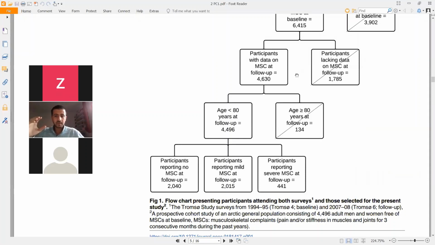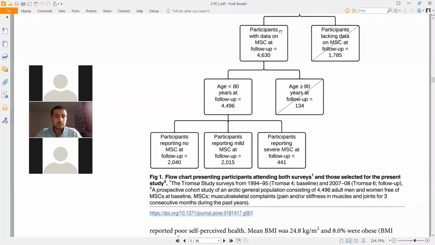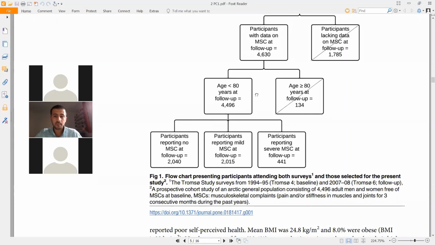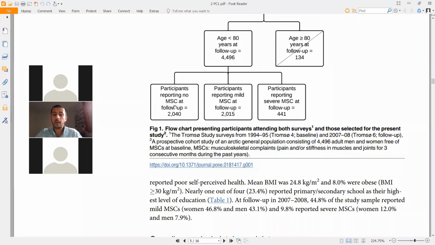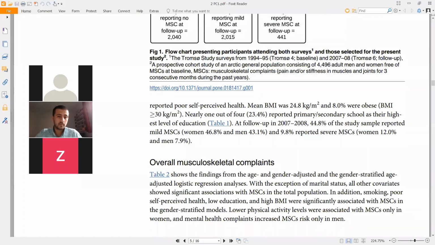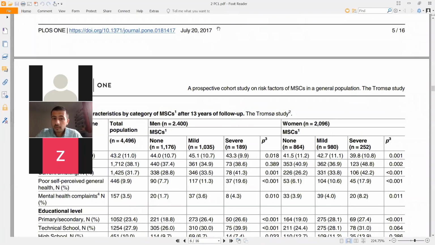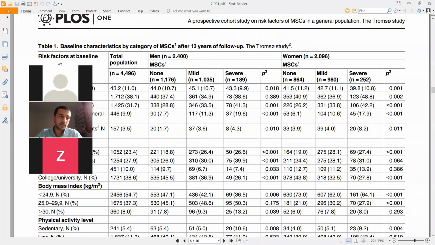Just when you have any hint what the study type is, tell me or send it to the chat. Participants with data on MSC at follow-up. So we have this very important word, follow-up. Those with age less than 80, age more than 80, reporting no MSC. Because we're following up the patient. We're following them up, so it should be a cohort. Exactly, it should be a cohort, but is it retrospective or prospective?